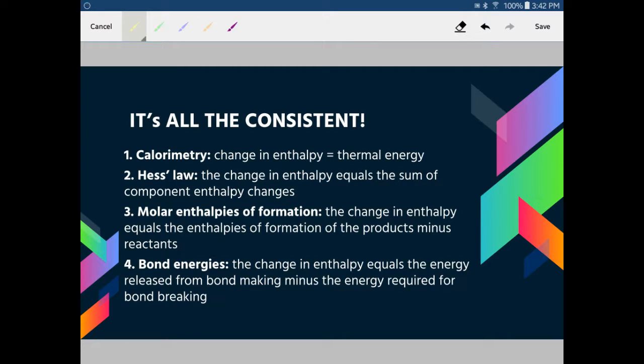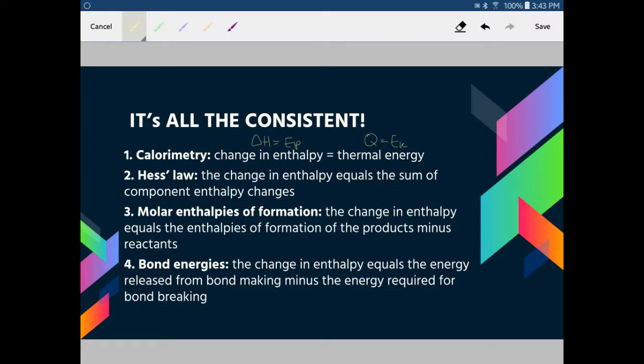For example, in calorimetry, we looked at a change in enthalpy that equals thermal energy. Remember, we called this enthalpy our potential energy, EP, and this thermal energy Q we called EK. So we had this conservation of energy. Now in Hess's law, we said the change in enthalpy equals the sum of our component enthalpy changes. So this was very similar. We looked at anything from our products to our reactants, and we found the net, or the sum, of those enthalpy changes. Again, conservation of energy.